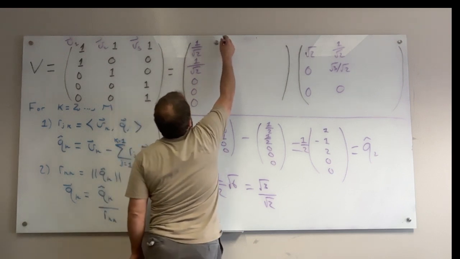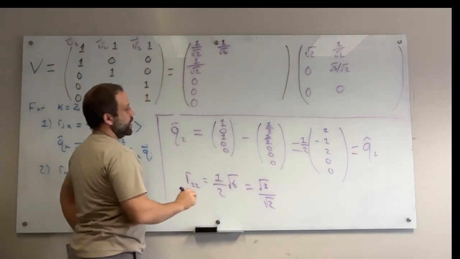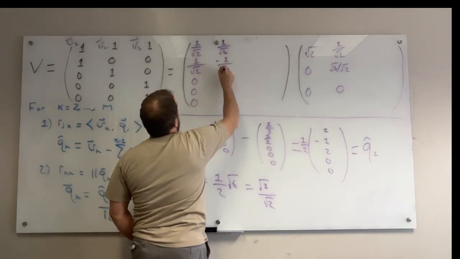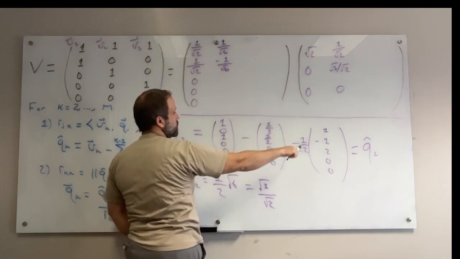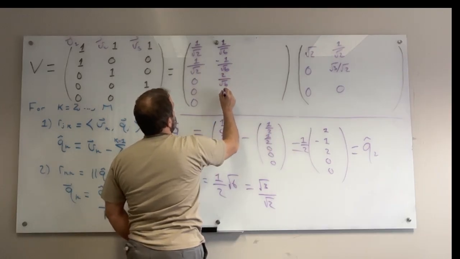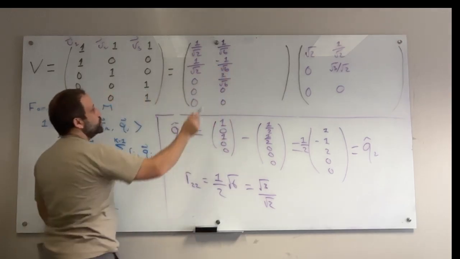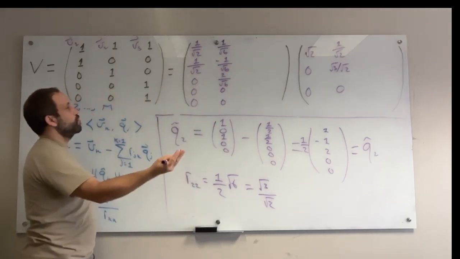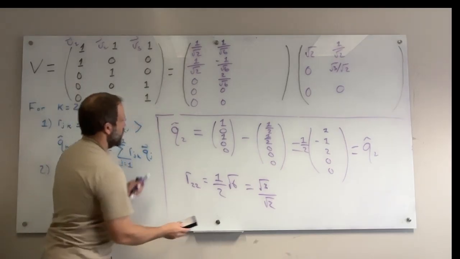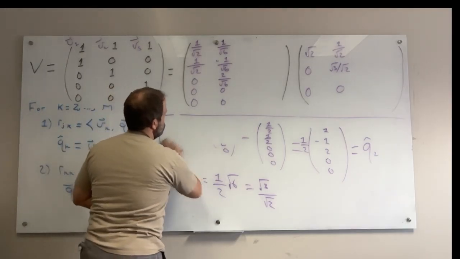So we're going to have 1 over the square root of 6. And then we're going to have minus 1 over the square root of 6. And then we're going to have 2 over the square root of 6, and then 0, 0. Now again, we could write 2 over the square root of 6 as the square root of 2 over the square root of 3, but I'm just going to leave it like this. Okay, so that's Q2, and now finally we need to get Q3.